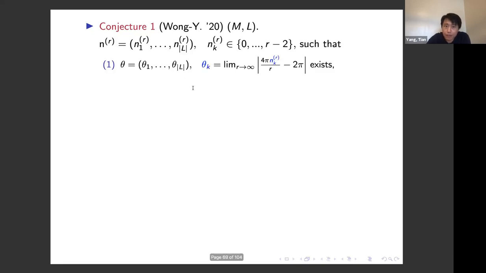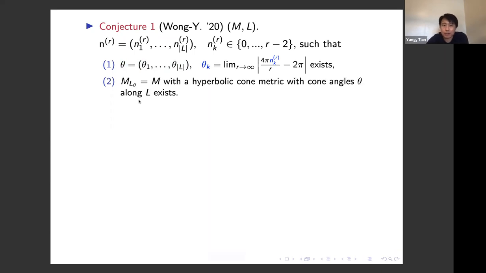And first, we assume that for each k, each component of the link, this limit exists. And what is this? This is 4 pi times n_k,r divided by r, minus 2 pi, and we take the absolute value. Okay. So since we require each n_k,r to be in between 0 and r minus 2, then this ratio is in between 0 and 4 pi. So the difference in the absolute value is in between 0 and 2 pi, which is a perfect interval for angles. Okay. And we assume that these limits exist, and we collect them, and we call it theta.